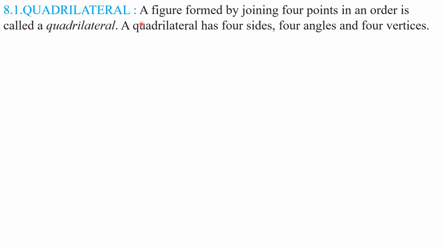You have already studied about quadrilaterals in your earlier class. In 8th class, the understanding quadrilaterals chapter is there. In that chapter, you have already learned what is meant by a quadrilateral. Just for strengthening our previous knowledge, again we are repeating that same point here. Quadrilateral means a figure formed by joining 4 points in an order, and a quadrilateral has 4 sides, 4 angles and 4 vertices. Okay, my dear children, right.